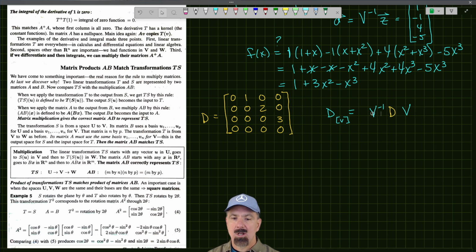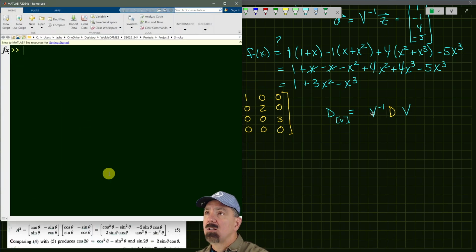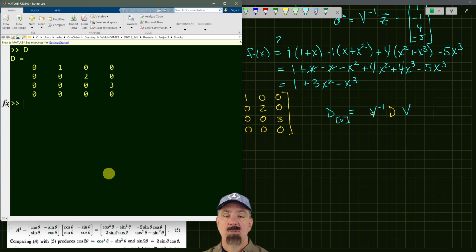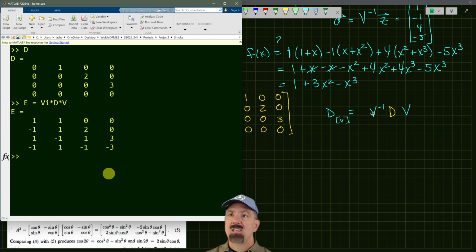Let's take a look at that one in MATLAB. I'll clear this out. We have the differentiation matrix that is written in our monomial basis. And what I'm going to do is call this E. E is going to be the inverse of the basis for Vicky, and then D, and then V. So this is the matrix which does differentiation in Vicky's basis.